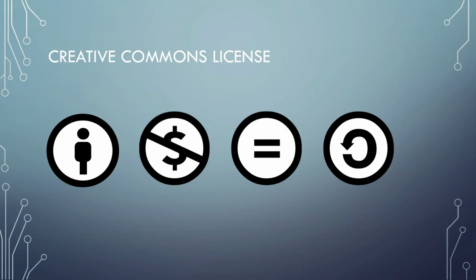Now, how do you know if a work is covered under a Creative Commons license? If you see any of these symbols, then you'll know that they are licensed under the Creative Commons regime and that the creator has granted you some rights to his work, subject, of course, to certain restrictions. So let's discuss these licenses further.